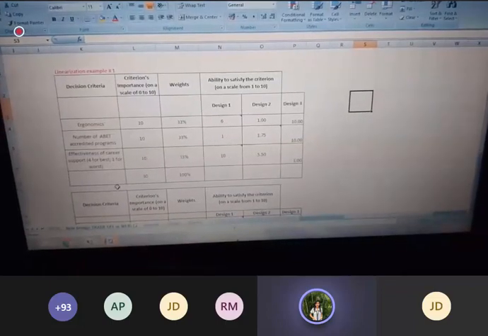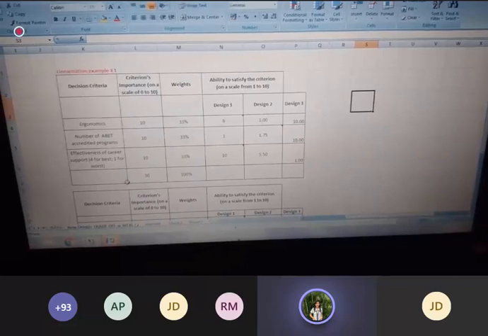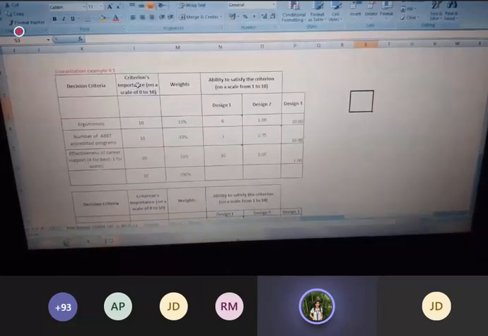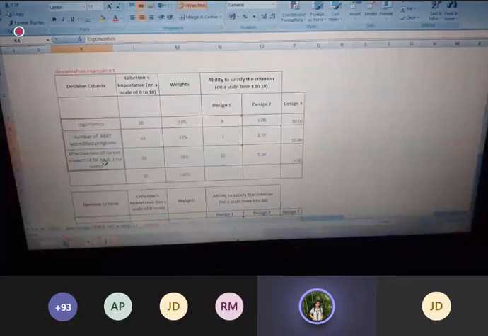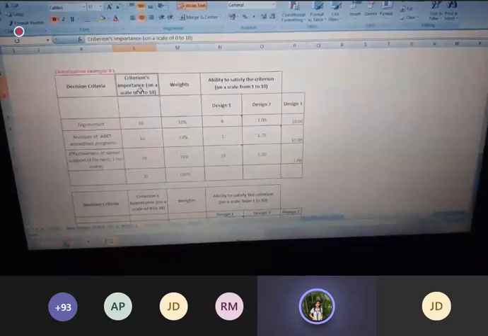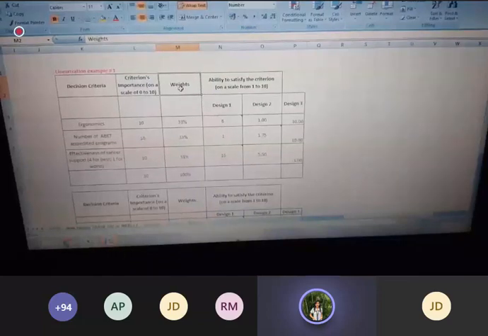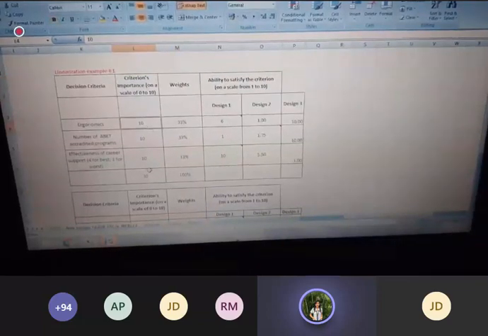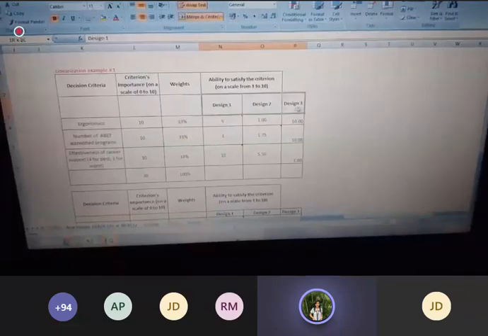How about for those criteria that we need to give weights? Remember that for example number 1, this is our performance criteria, and this one would be the level of importance, or the criterion's importance, which we rank from 0 to 10. Then the weights would be automatically computed based on the level of criterion you set. Then your design options: design 1, design 2, and design 3.